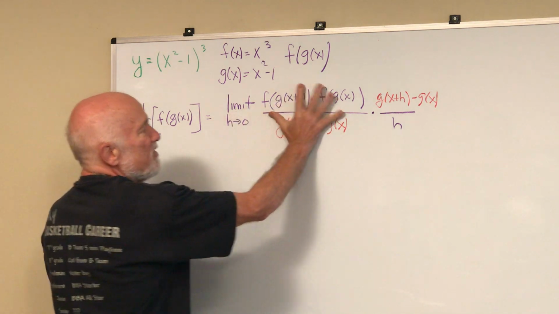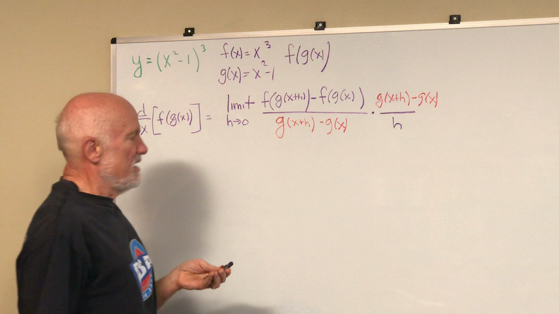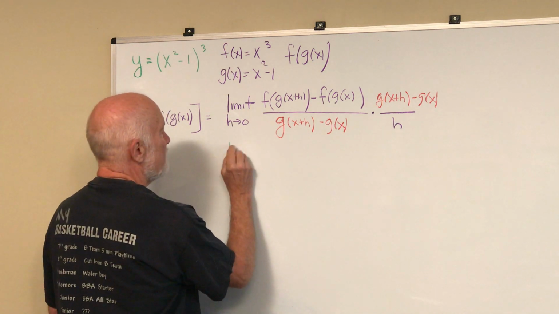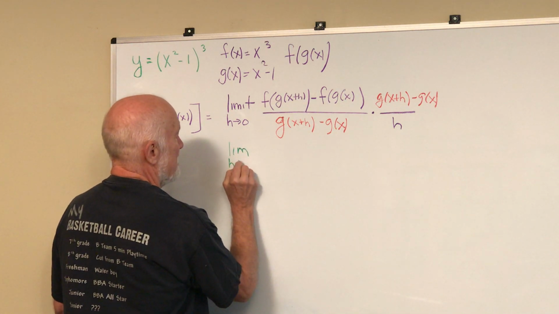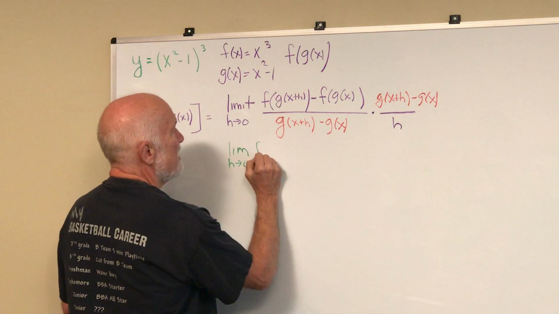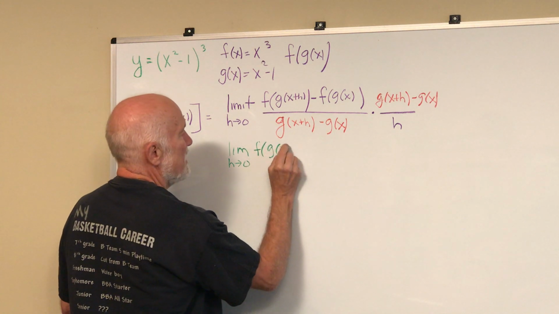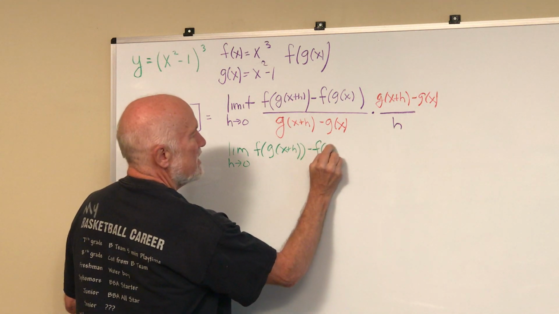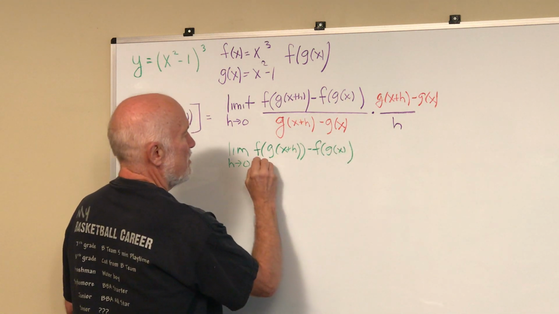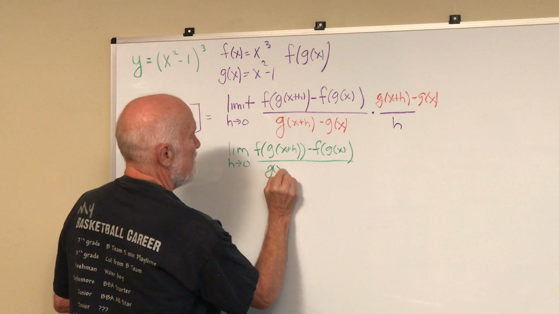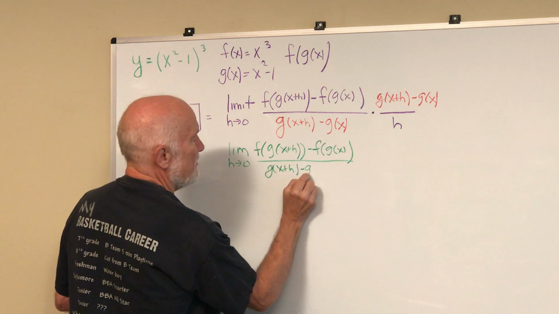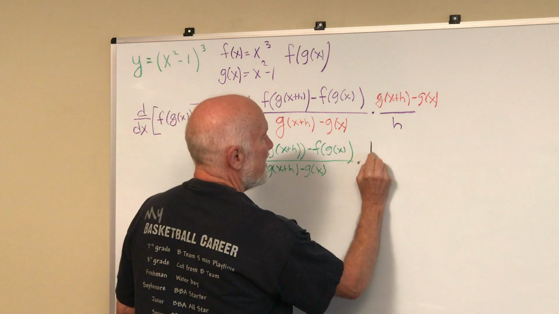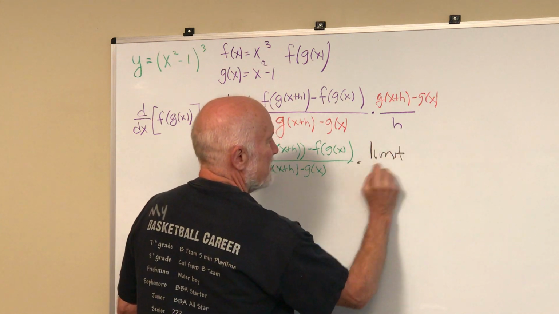Now, I have the limit of this function times this function. Well, that's equal to the limit of the first function times the limit of the second function. This is a nice thing about limits. So I could go f of g of x plus h minus f of g of x over g of x plus h minus g of x, the limit of the first function times the limit of the second function.